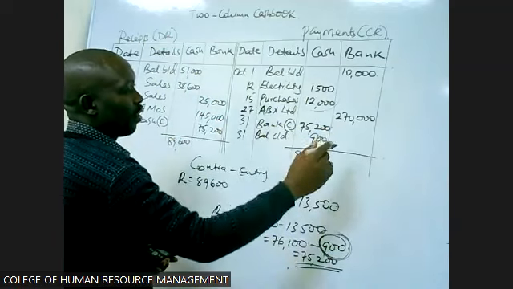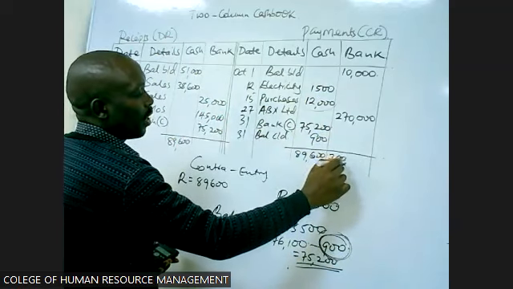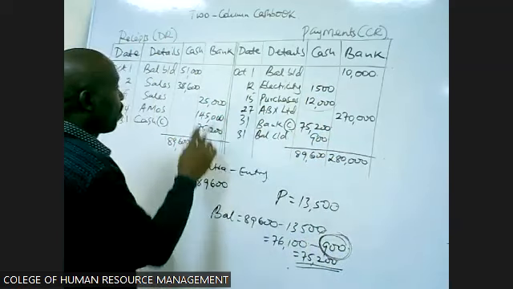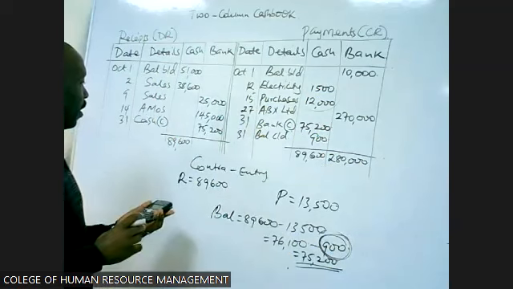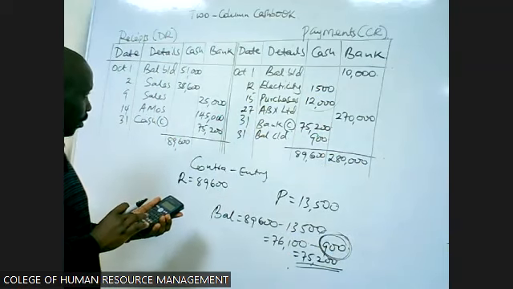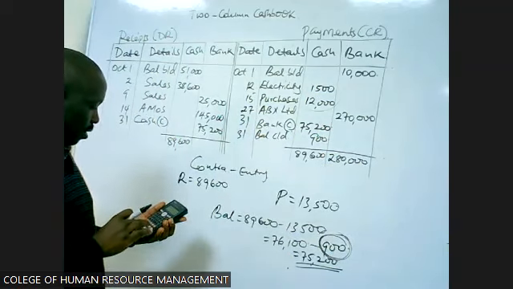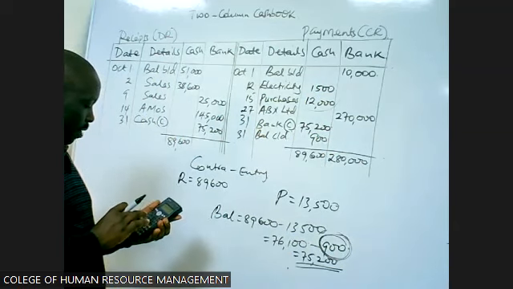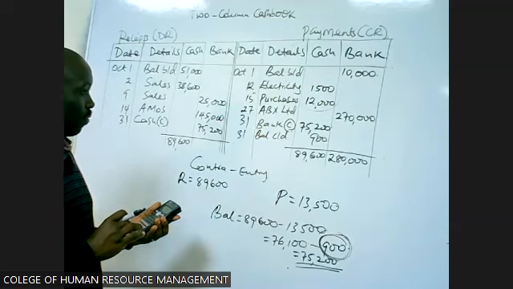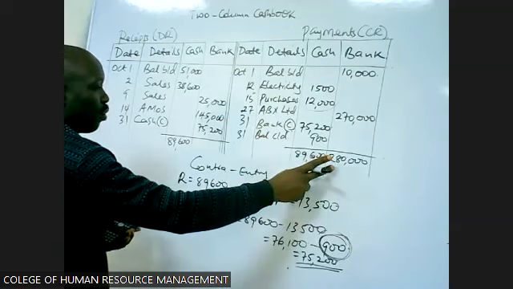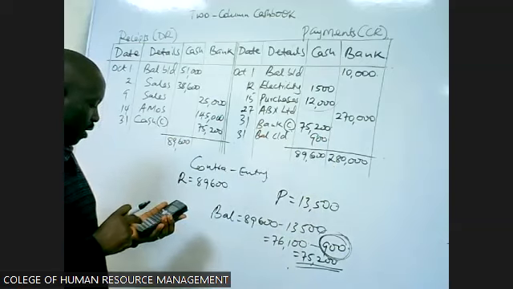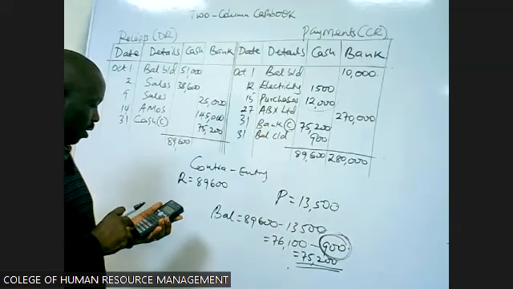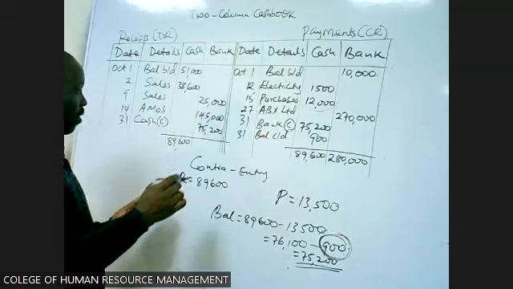For the bank, this side seems to be more. If you add this, it is going to be 280,000. What about this side? 25,000 plus 145,000 plus 75,200. We have 245,000, and here we have 280,000. So if you subtract from 280,000, you get 34,200.